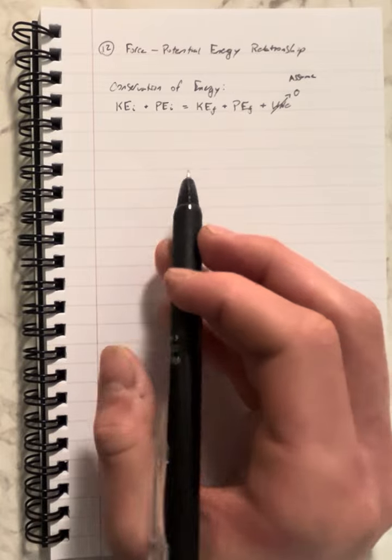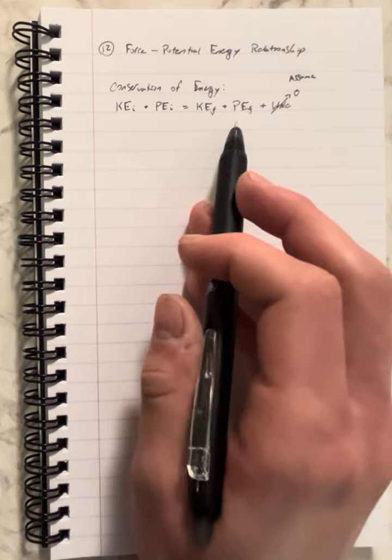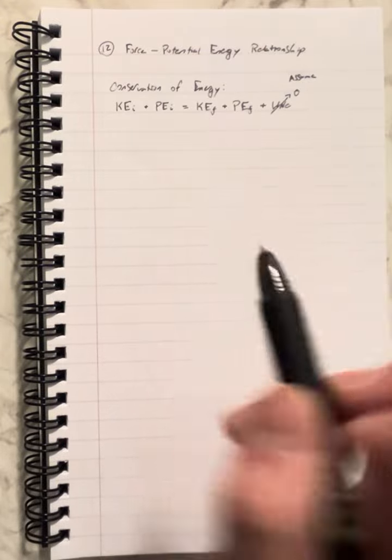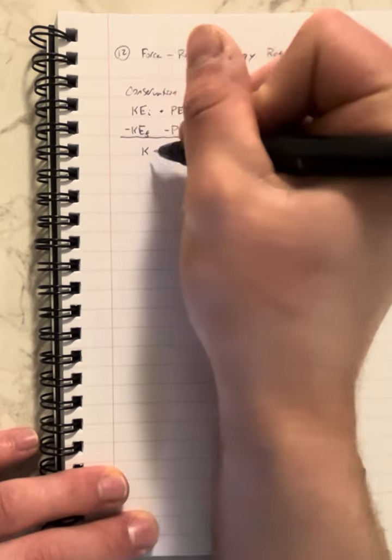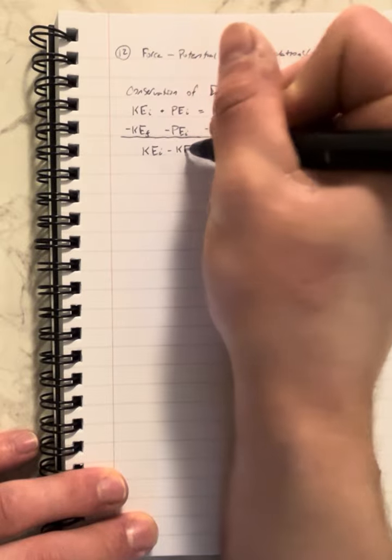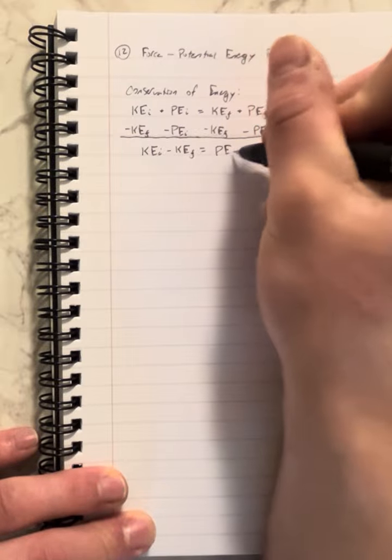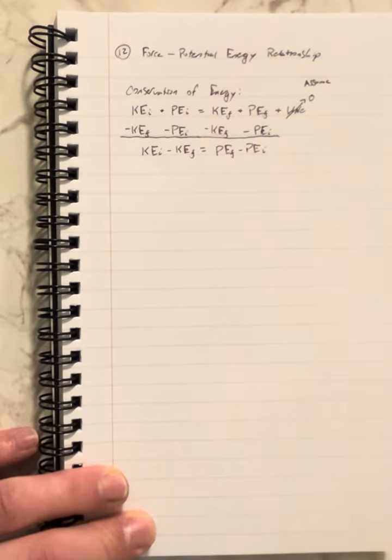Okay, so now what's the relationship between potential energy and kinetic energy? Well, I'm going to move all the kinetic energy to one side and all of the potential energy to the other side. So I'm going to subtract KE_F on both sides, and I'm going to subtract PE_I on both sides. And what I'm left with is that KE_I minus KE_F is equal to PE_F minus PE_I.